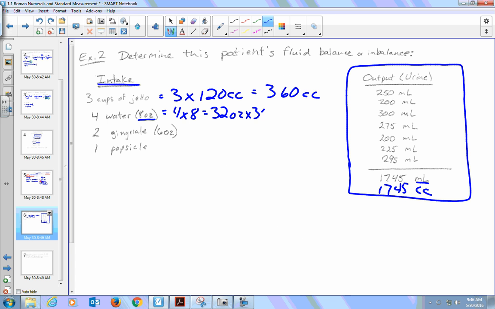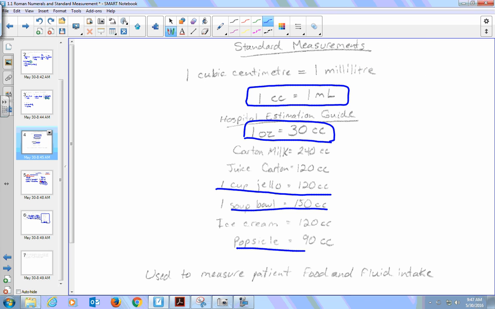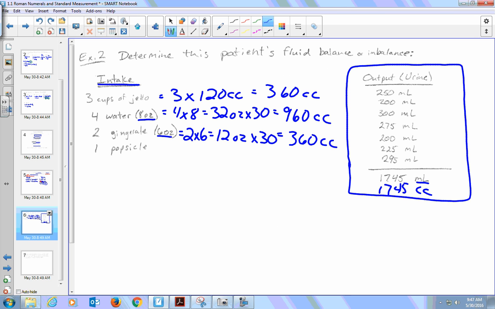So 32 ounces times 30 cc's gives us 960 cc's. Same thing, 6 ounces per ginger ale. So, the patient had 2 ginger ales, so 2 times 6 gives us 12 ounces, and each ounce is worth 30, so we multiply by 30, and that gives us 360 cc's. Okay, and then 1 popsicle, this one is on the chart. Popsicles are worth 90 cc's. So now what we have to do is figure out her total intake.